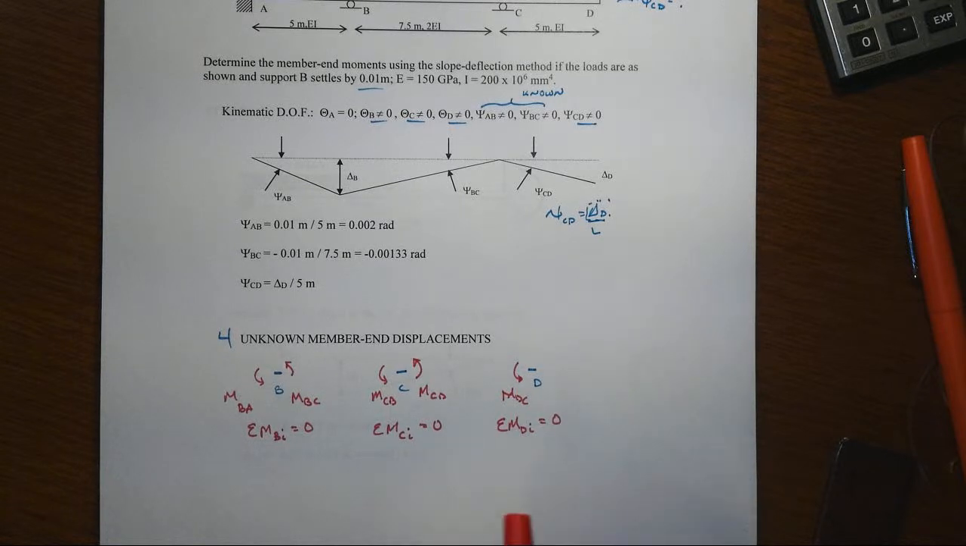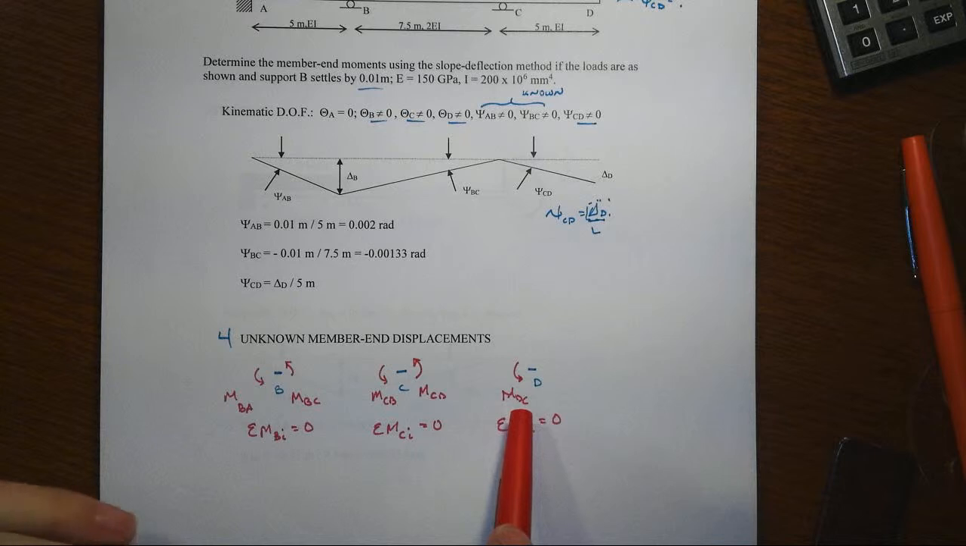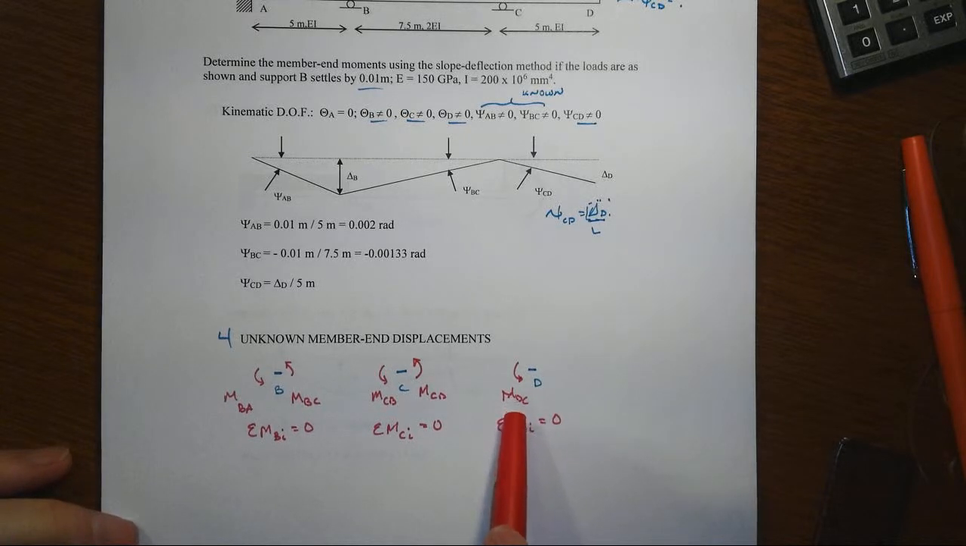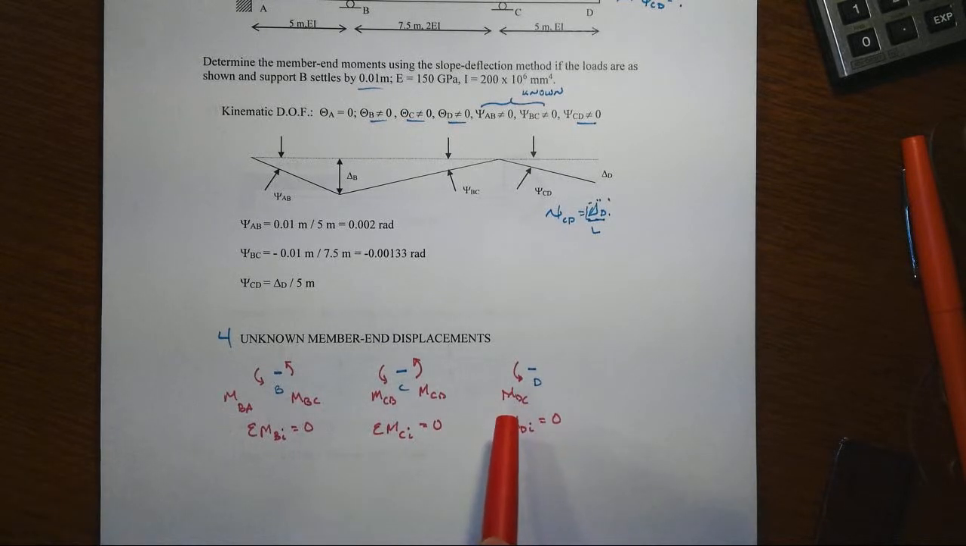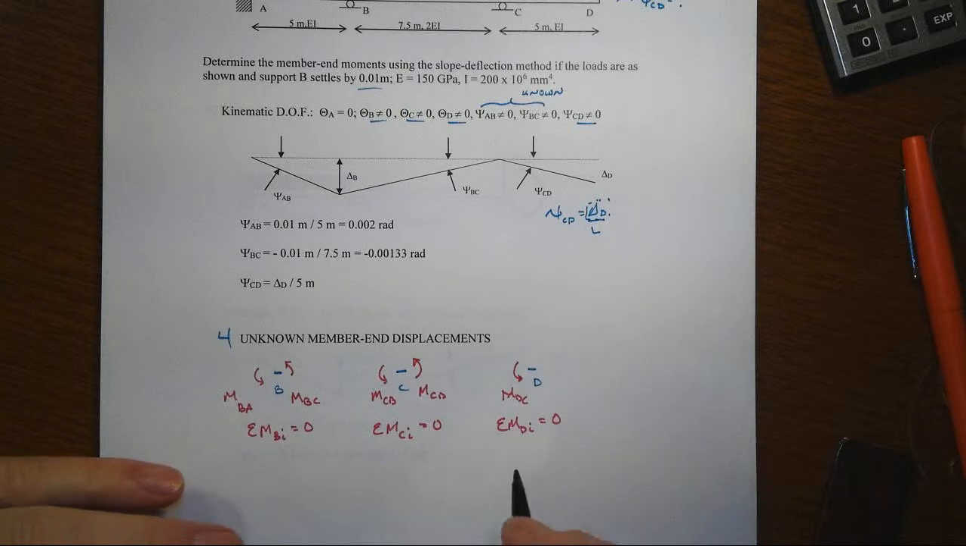Now, remember that this is not trivial. It might seem like that in the old equilibrium-based days, but in the stiffness days, that's not trivial at all. That's very important, because remember that MDC is going to be equal to 4EK theta D plus 2EK theta C minus 6EK psi CD, plus a fixed end moment. Because of that, you get a pretty important equation. In fact, so important, let's go ahead and write that out again.